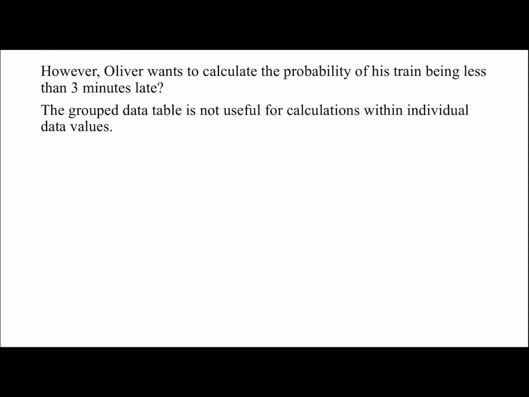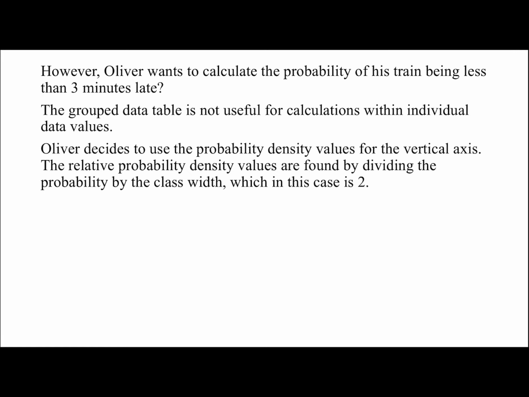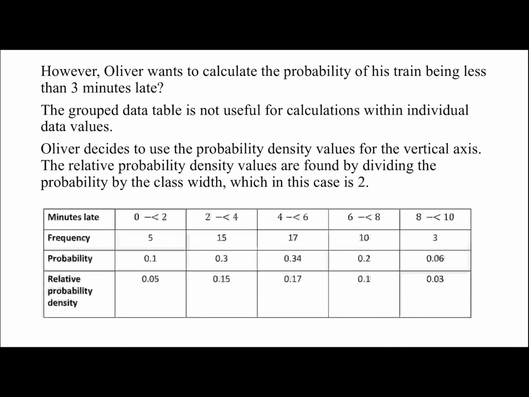The group data table is not useful for calculations within individual values here. So Oliver decides to use the probability density values for the vertical axis, and the relative probability density values are found by dividing the probability by the class width, which in this case is 2. What that means, if the frequency for 0 to less than 2 is 5, probability is 5 divided by 50, because that's the total number of recordings, which is 0.1, and relative probability density is 0.1 divided by 2, which is 0.05. And similarly, you can find out for all these classes.